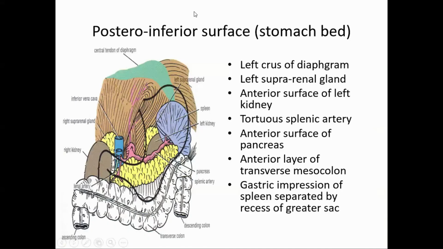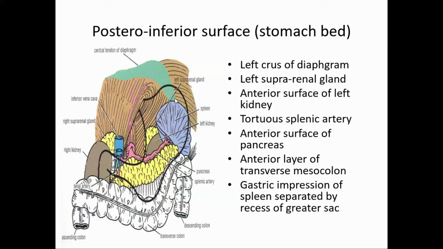Now the posterior inferior surface, or the stomach bed. It is very important. It is always asked in the theory as well as in the spotters. So what are the relations of the posterior inferior surface of the stomach, or the stomach bed? What are the structures forming the stomach bed?